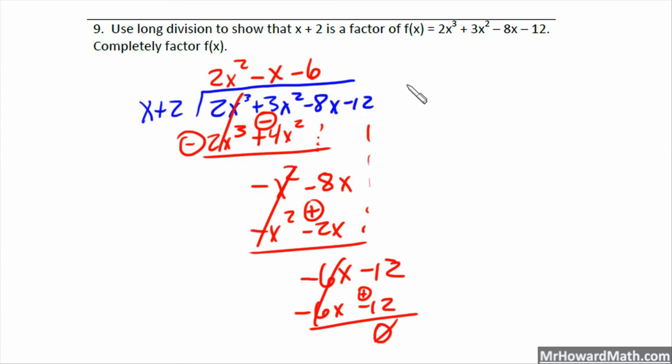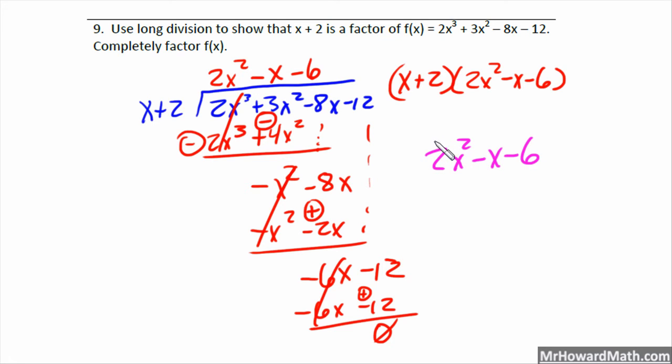So far we have it factored this way: x plus 2 times 2x squared minus x minus 6. So we still need to completely factor that trinomial. Leading coefficient's bigger than 1, so we'll use swing and divide. That's what we've been using, so we'll stick with that.